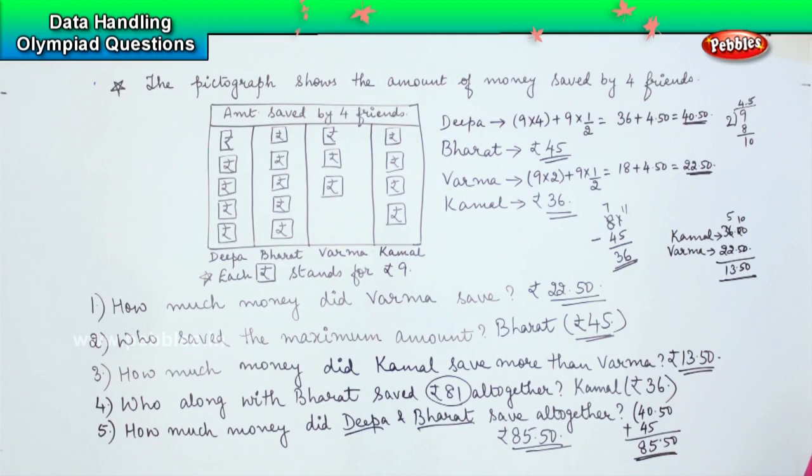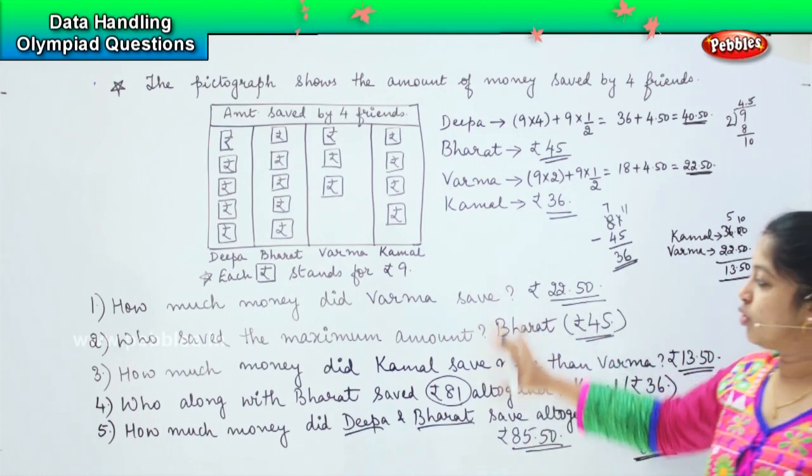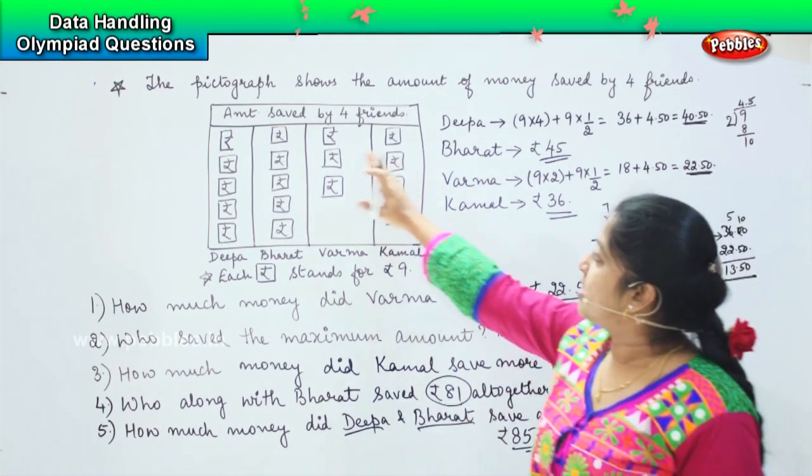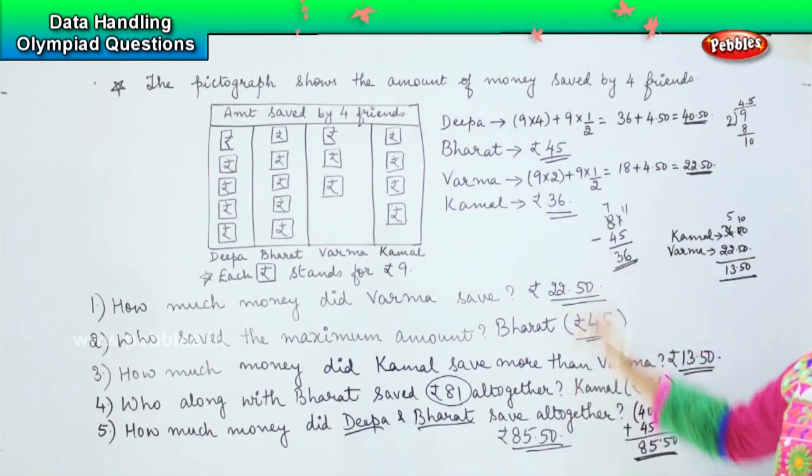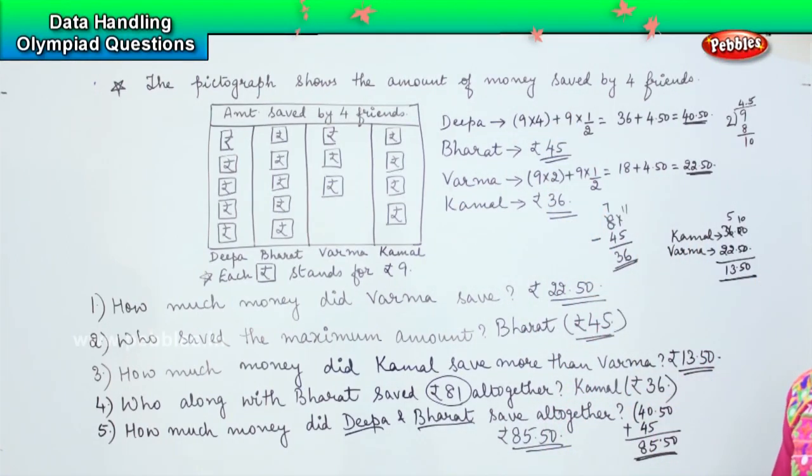Understood, children? So what is the first thing? If we try to sort out one by one question, it will take us more time to solve, right? So whenever you get such a question, first try to simplify this table. Once you simplify it, the answers to these questions will be easy for you to identify. Clear? Have you understood this question? Shall we move to the next table now?